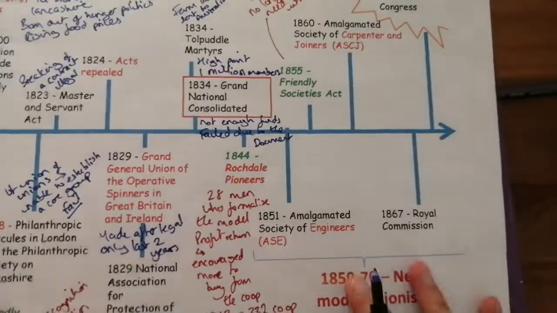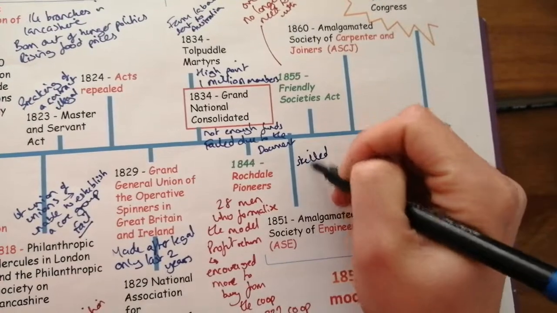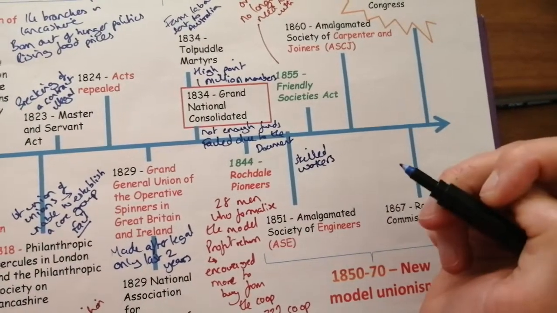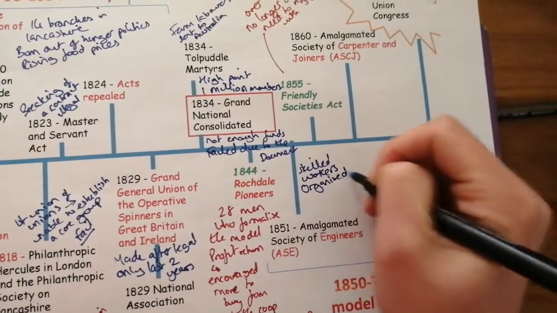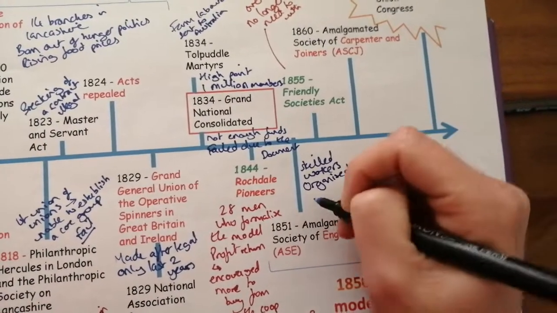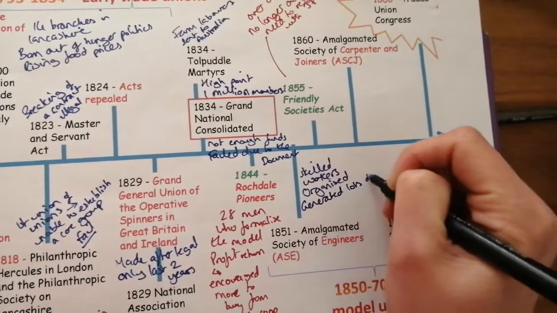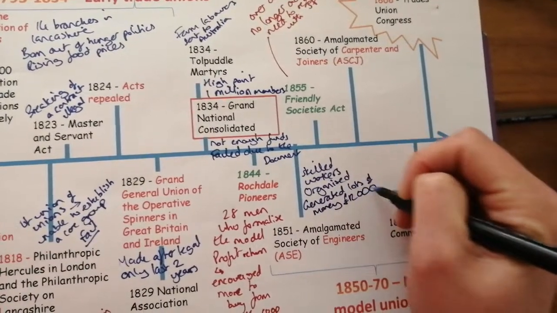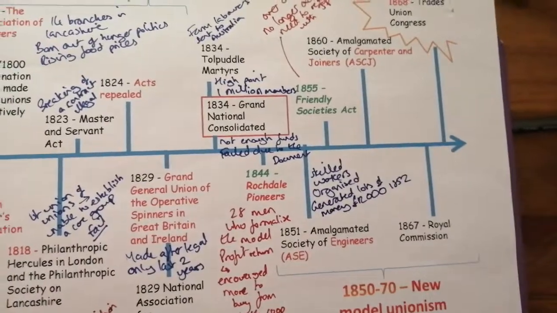Now, these guys are way more formal. It is still for skilled workers, so don't forget that. So it's trying to assert skilled workers. But they are seriously organised. They have a secretary, they have a treasurer, they have subscriptions. They actually get loads of money. So I'm going to put generated lots of money, because they ended up getting something like £12,000 per annum by 1852. So again, they're making lots of money.